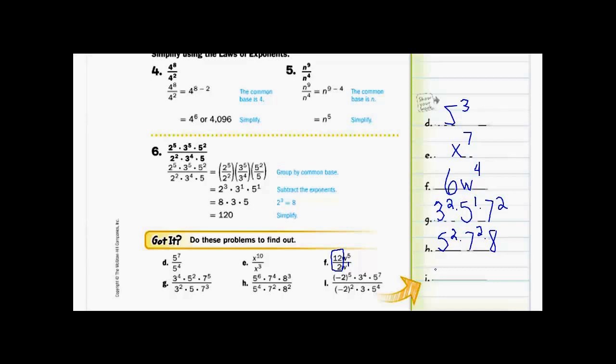Last one on I, -2. Make sure you keep that in parentheses. To the 3rd times 3. Remember, there's an exponent of 1 there. 3 cubed times 5 cubed. You can always subtract exponents if you have like bases. Okay, let's go on to do a few guided practice, and then this lesson is done.